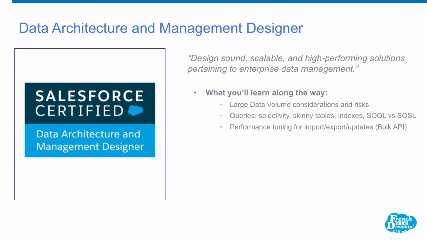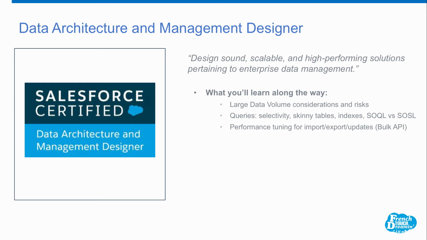Now, one of those big risks is that when you have millions and millions of records, it can take longer and it can be less efficient to query them. And by the way, query doesn't just mean in code. Things like reports, list views, even related lists are all examples of things that generate queries. So you'll learn a lot about how to make those queries more effective, for example, by using selective filters. You'd also learn about skinny tables and indexes and what the differences between those are.